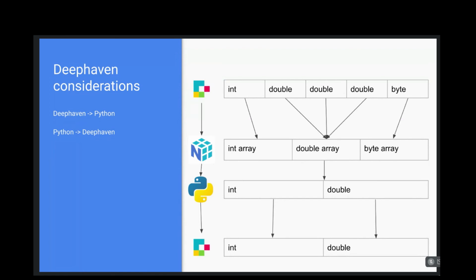This is just a simple example, but this particular type of diagram holds true for other types of problems as well. Because once again, when you transfer data from Deephaven to Python, you will need a separate NumPy array for each individual unique data type contained within a table.